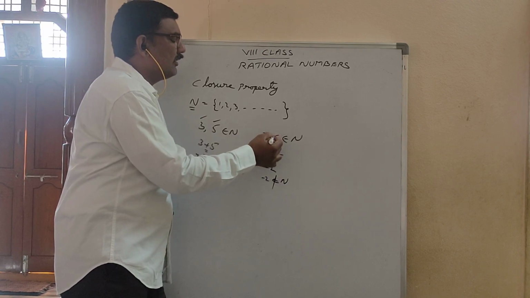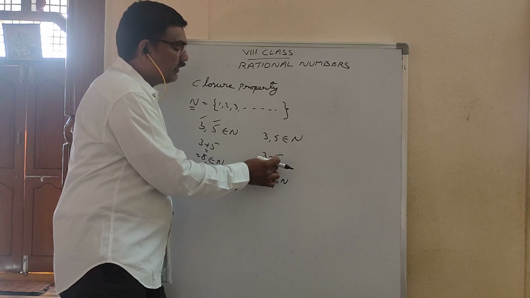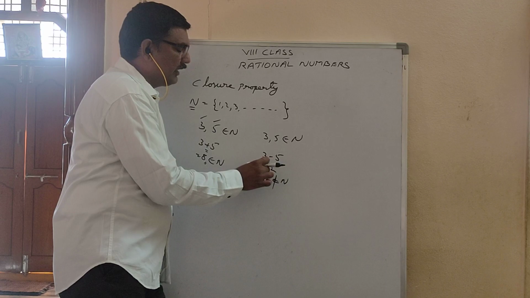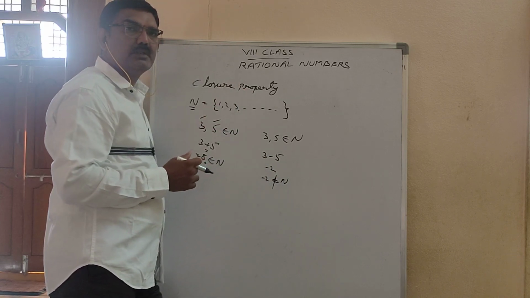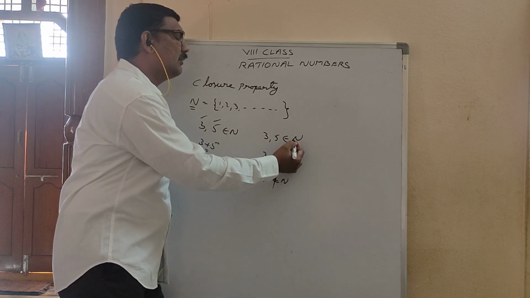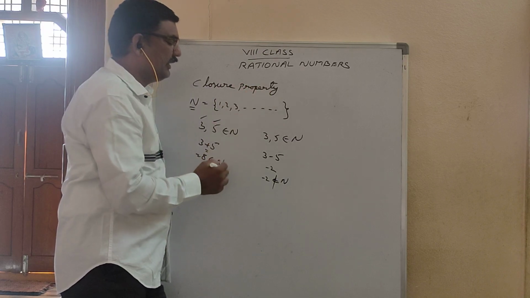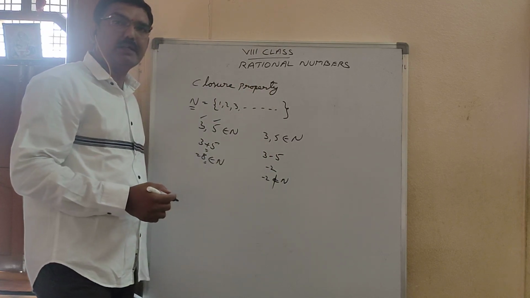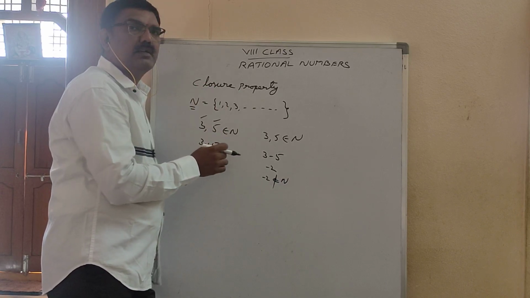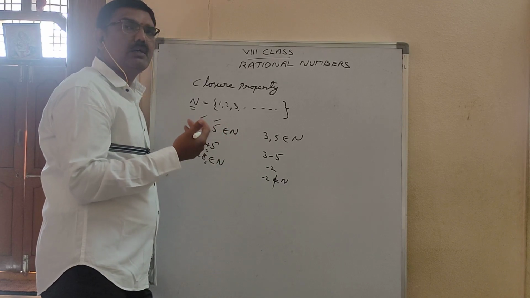But here, minus 2 is not an element in the set of natural numbers. You took two natural numbers, you performed subtraction, and the result is not present in the set of natural numbers. So what you can say is, the set of natural numbers is not satisfying the closure property under subtraction. So addition, it is obeying it. Subtraction, it's not obeying.